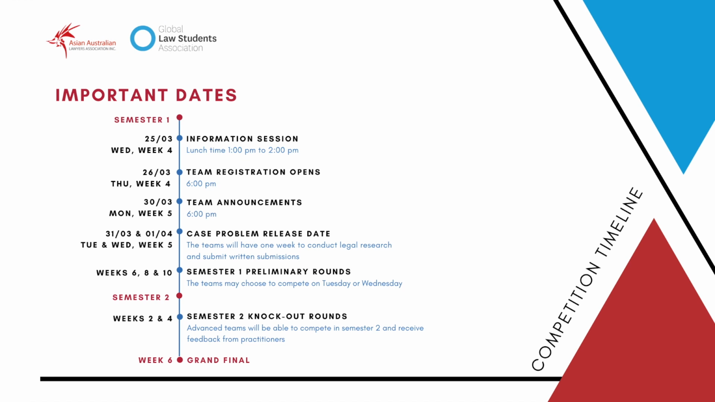And the preliminary rounds actually start on week 6, and go through weeks 6, 8, and 10. Then in semester 2, the knockout rounds are going to be weeks 2 and 4. And then the grand final is on week 6, semester 2.